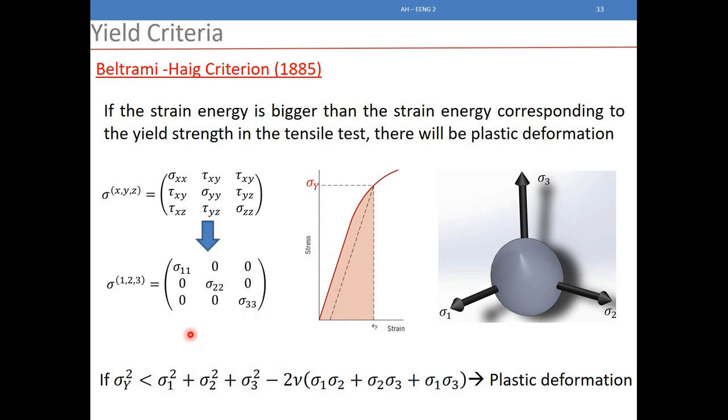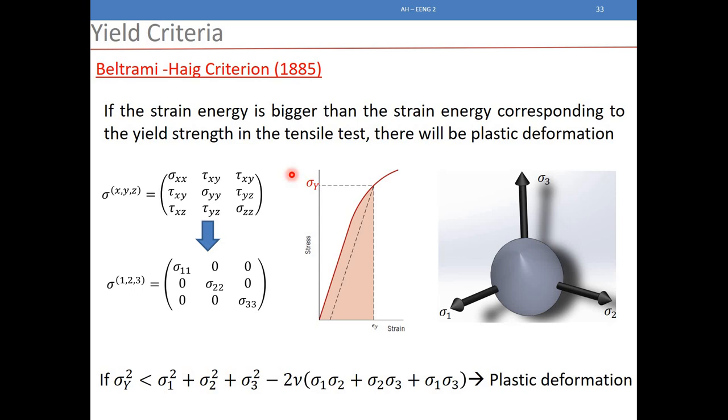So here what I just said is that if I find the strain energy corresponding to the principal stresses, we compare this to the strain energy corresponding to sigma y. We find it's equal to 1 over 2 sigma y square over E. You can also find that in a previous lecture. So the strain energy corresponding to this point is 1 over 2 sigma y square over E, which is what we call the modulus of resilience. If this modulus of resilience is smaller than the strain energy corresponding to the principal stresses, we'll have plastic deformation. So this is also a third criterion. We'll see later how we calculate this, but for now it's based on the strain energy.